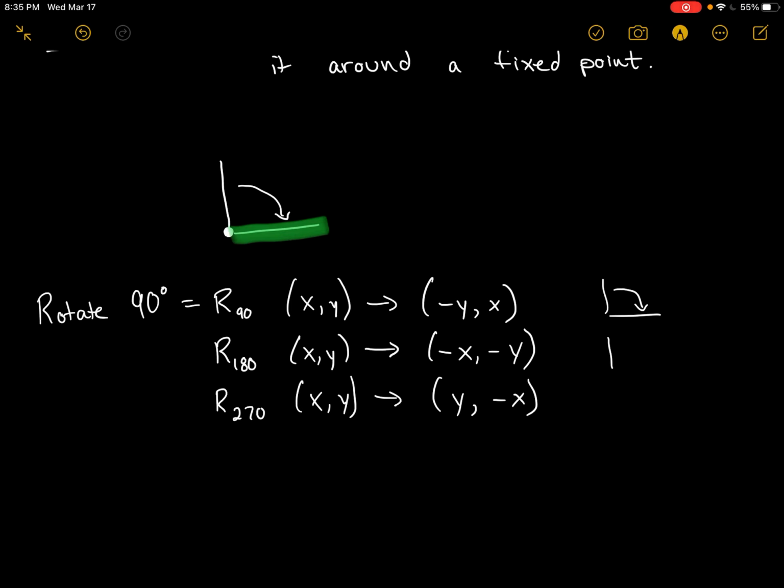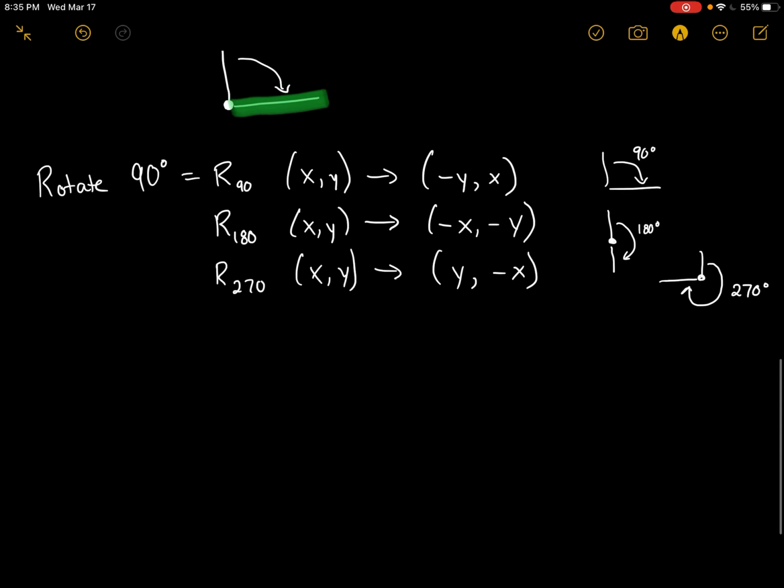To be clear, a 90-degree rotation brings us over like this. A 180-degree rotation goes all the way down like this. And then a 270-degree rotation takes us all the way over to 9 o'clock on the clock. So that's 90 degrees, that's 180, and that's 270.